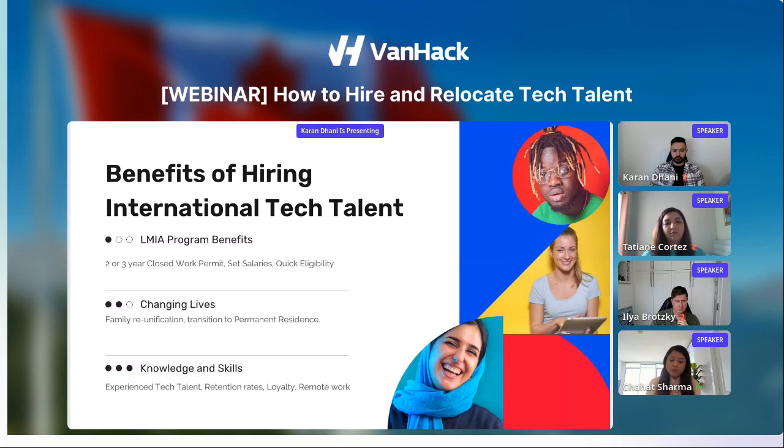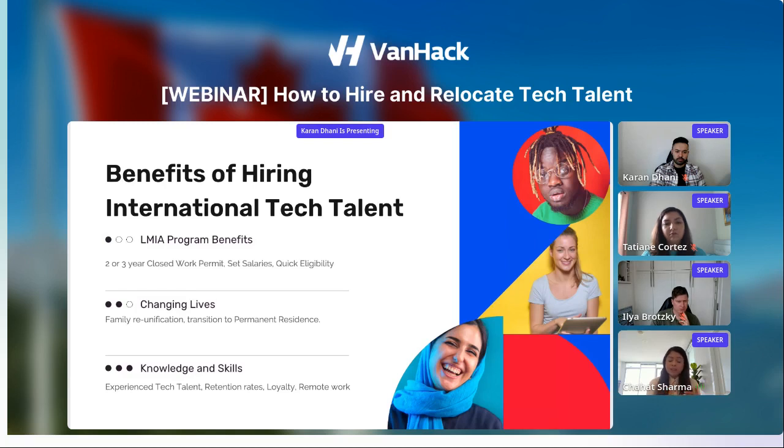And also, because it's a 2 to 3 year work permit, the candidate has time to transition to permanent residence if they choose to do so. That way the candidate stays with your company for a longer term, if they wish to apply for permanent residence. Typically we have seen candidates choose to apply for permanent residence within the first year of arriving in Canada.